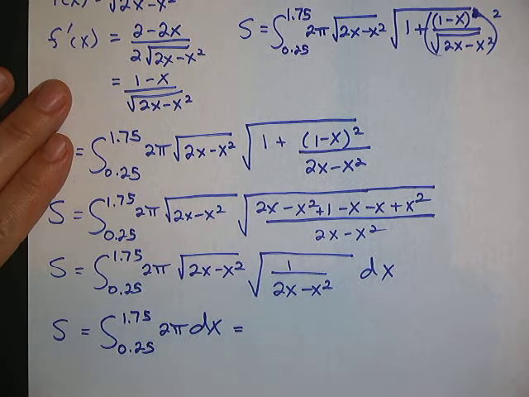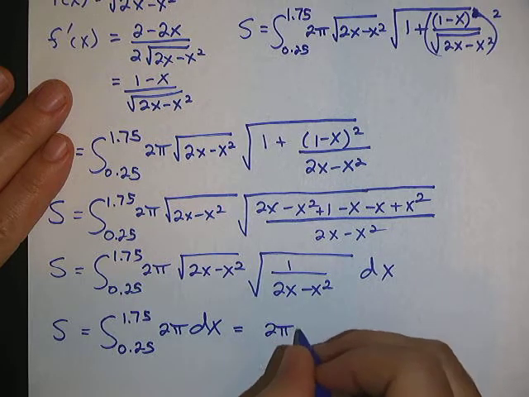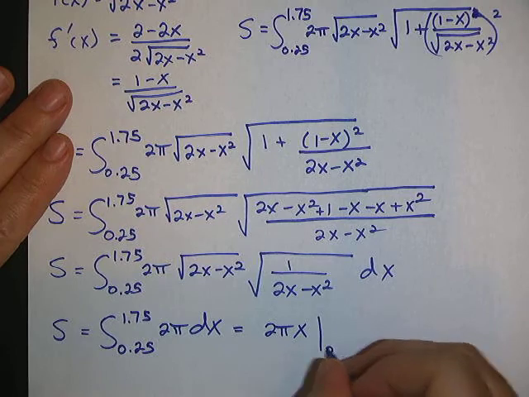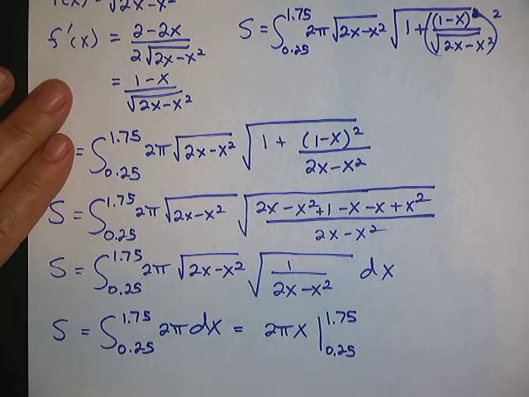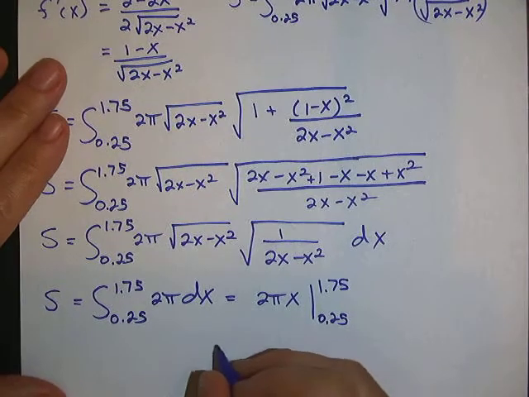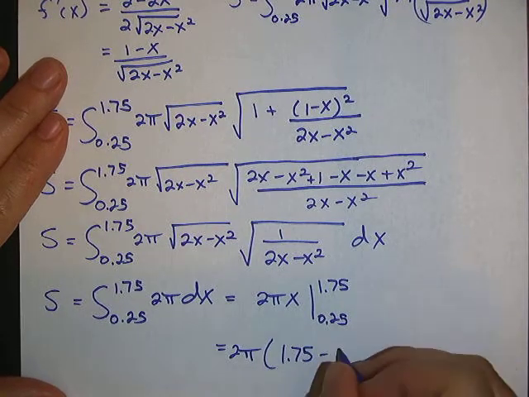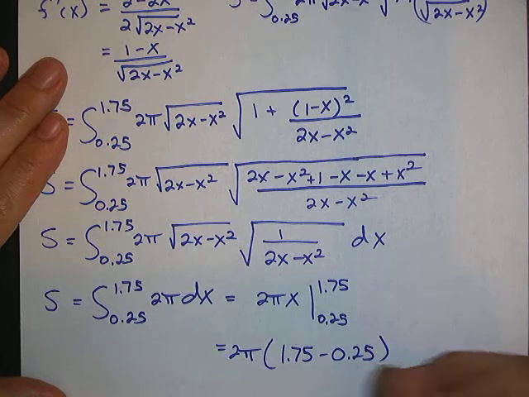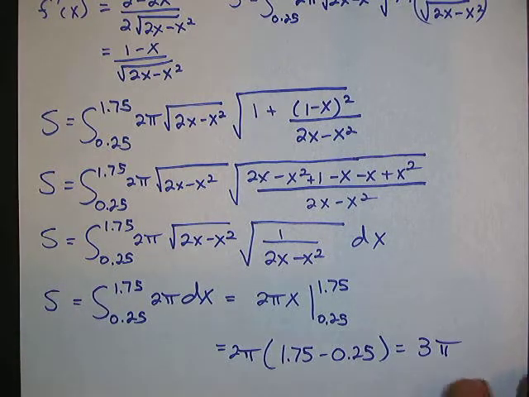Okay, when we actually take that integral, we will get 2 pi x from 0.25 to 1.75. Let's go ahead and plug in our limits, so 2 pi times 1.75 minus 0.25. And that's going to actually give us 3 pi as the surface area. So the surface area generated by the curve is 3 pi.